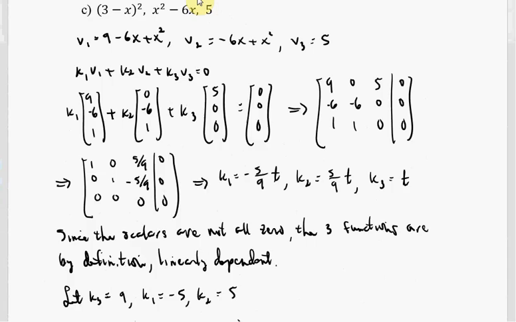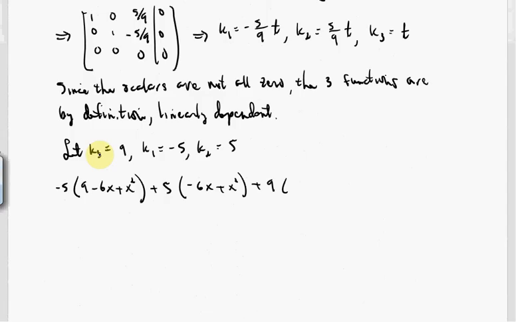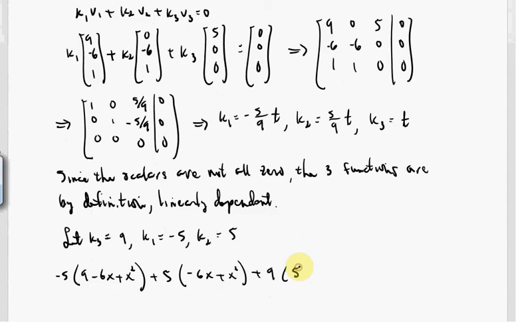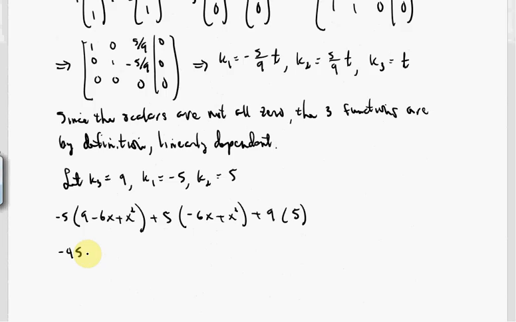So this is, let's see, K3 is 9 times that, that's 5 there. All right, work that out. So this is negative 45 plus 30x minus 5x squared minus 30x plus 5x squared plus 45. Cancels out, cancels out, cancels out. That's equal to 0.